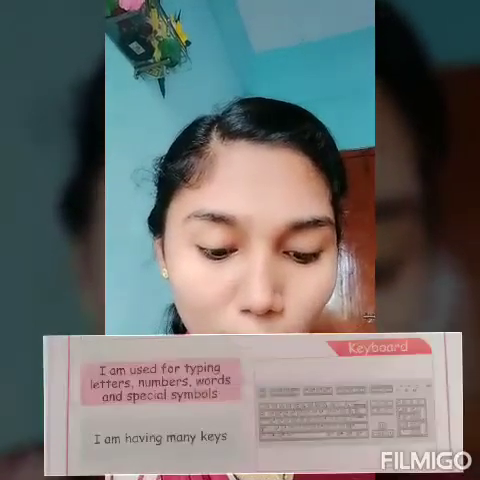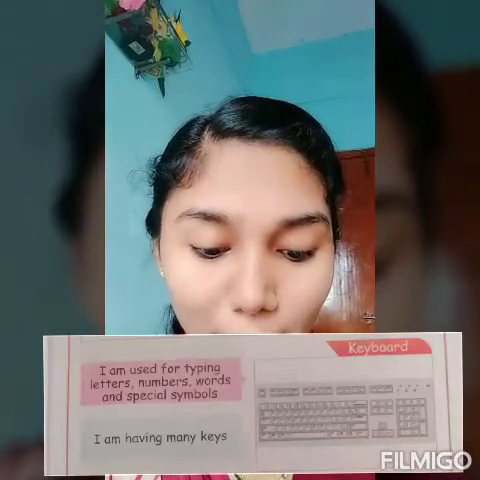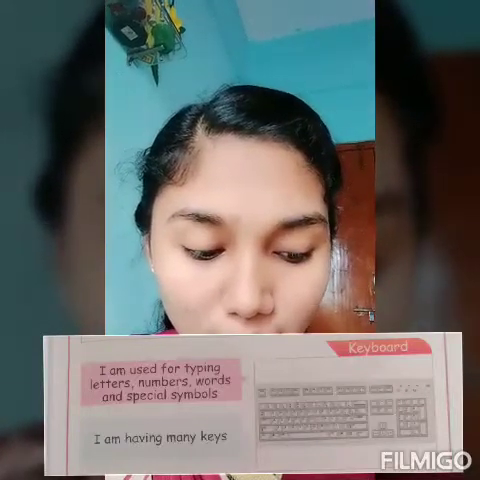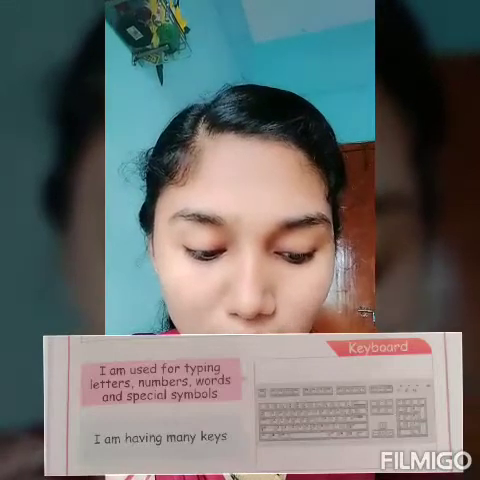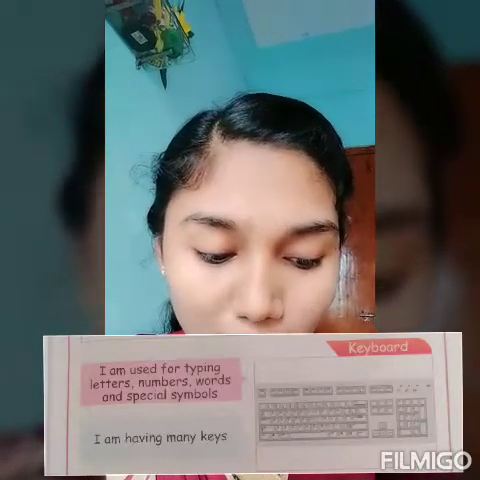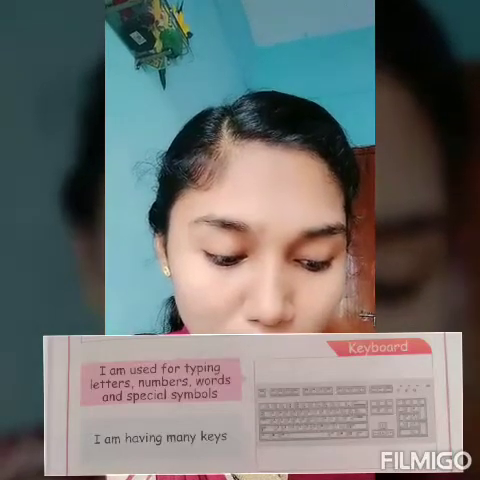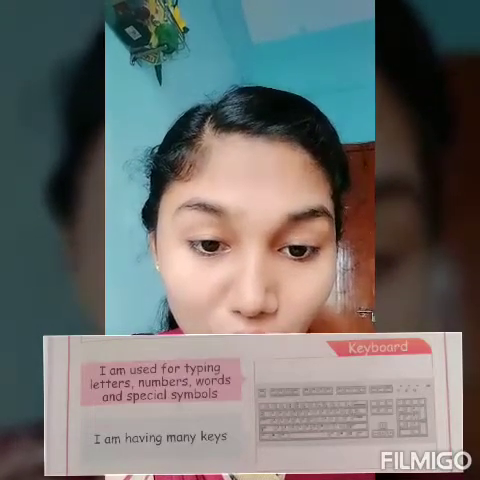Next one is a keyboard. I am used for typing letters, numbers, words and special symbols. I am having many keys. Have you seen the keyboard? Did you see how many keys are there? We can type many letters, numbers and give space and different things. Different keys are there.